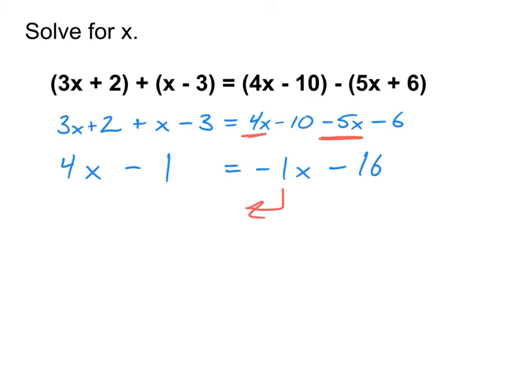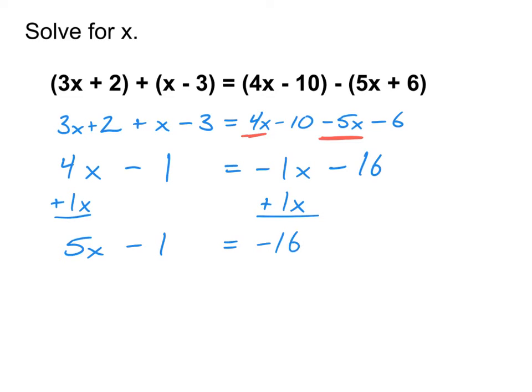Do you always have to move it right to left? No. If you want to move it left to right, you can. It'd look a little different from my work, but you'll still get to the same place. And now since this is a negative 1x, if I want to move that to the other side, I'm going to add 1x to both sides. I'm always having to undo what was already there. And so if I do 4x plus 1x, that will give me 5x.